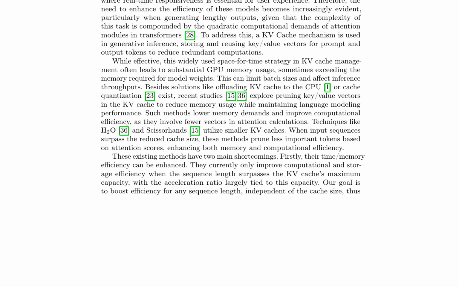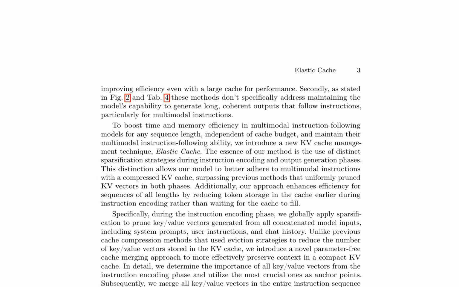The elastic cache model addresses the limitation of traditional KV cache mechanisms, where instruction encoding accounts for most of the theoretical computation cost, but the actual latency is negligible. This highlights that it's not just model weights but also the KV cache used in output generation that can become a significant bottleneck. The elastic cache technique introduces a novel parameter-free cache merging approach to preserve context in a compact key-value (KV) cache, enhancing efficiency for sequences of all lengths and maintaining multimodal instruction following ability.